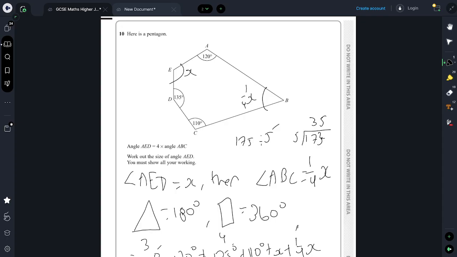Lovely, lovely. Rather than, oh God, there's these missing angles here. What's this angle here? What's this angle here? Oh God, what do I do with all these angles? There's so many angles, five angles. Oh God, I can't do it.